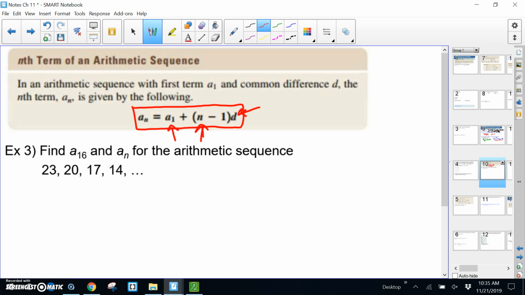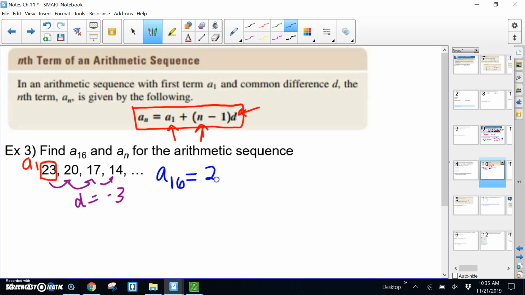Example 3 says find a16 and a sub n for the arithmetic sequence. So when you look at this, I can see a1 is 23. Okay, so that's my first term. And you can figure out pretty quick how to get to the next term. It looks like d equals negative 3, because it looks like we're subtracting 3, subtract 3, subtract 3. So if I want to find a16, that means n is 16, and I have everything that I would need to know.